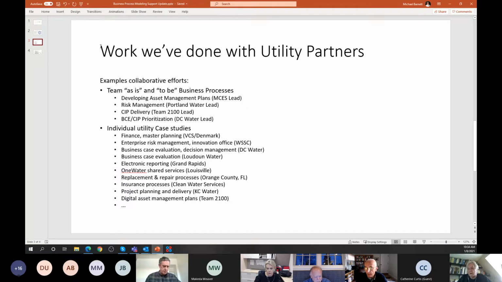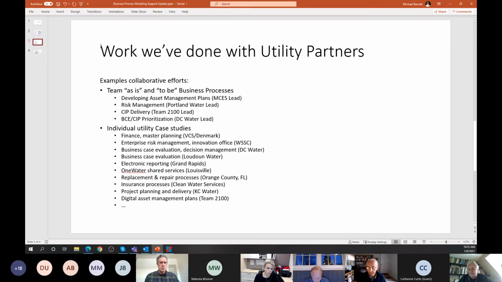So the slide you're looking at is just to give you an idea of what we've done in the past. We've done a lot of collaborative efforts with different teams in the earlier parts of the UAIM project, from asset management, risk management, SIP delivery, the BCE and the SIP prioritization, working with Minnesota, Portland Water, Team 2100, the DC Water folks, even VCS in Denmark. And the list you see at the bottom were the individual use cases where a utility just wanted to elaborate and build models and do some business process improvement on specific use cases of interest to them.